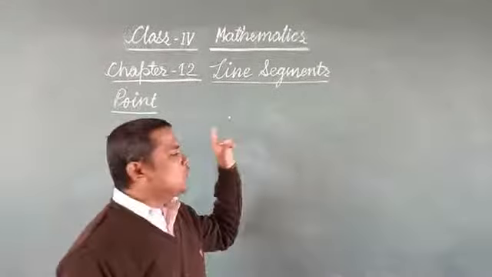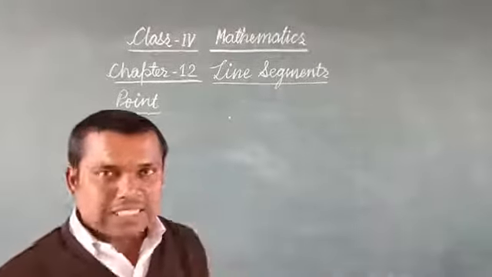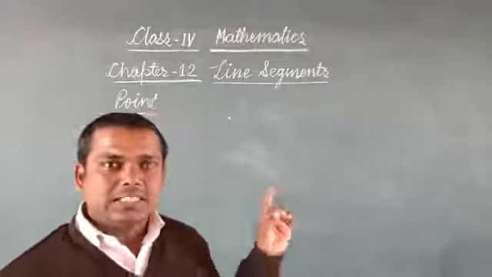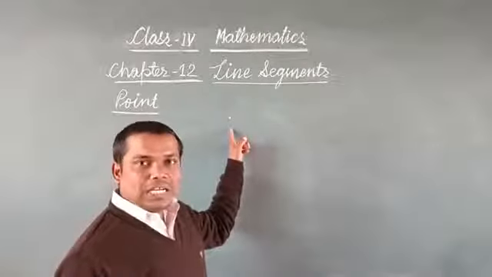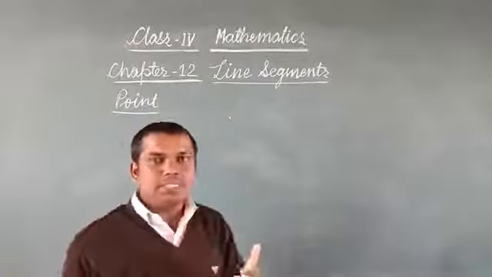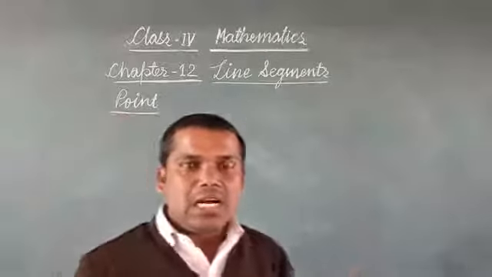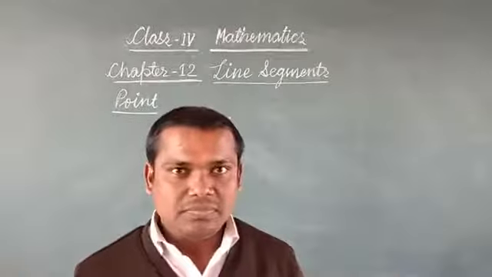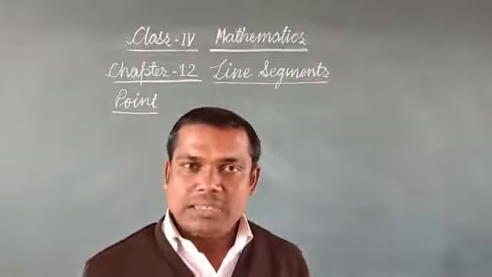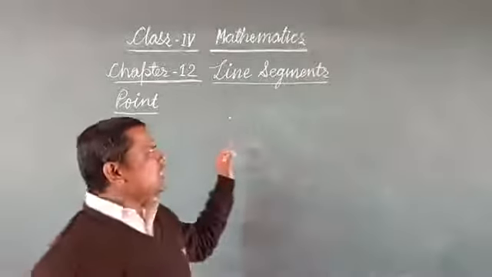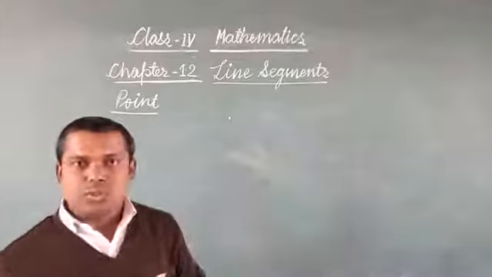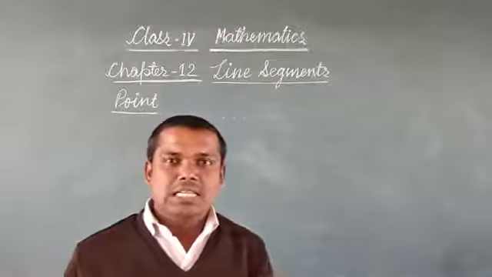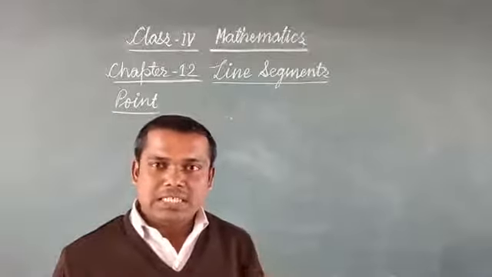It gives the location of a thing. It has no dimension. Dimension means length, breadth, height, thickness, etc. You can say shape and size also. It has no dimension means it has no shapes and size.